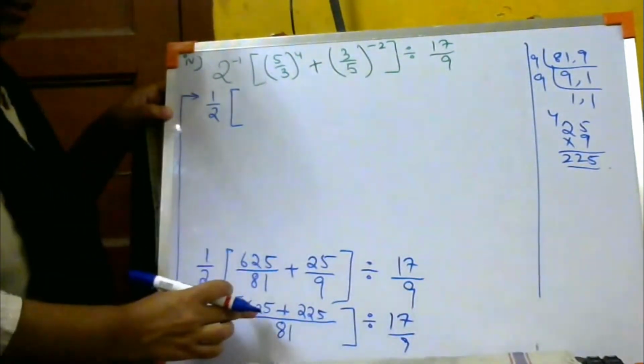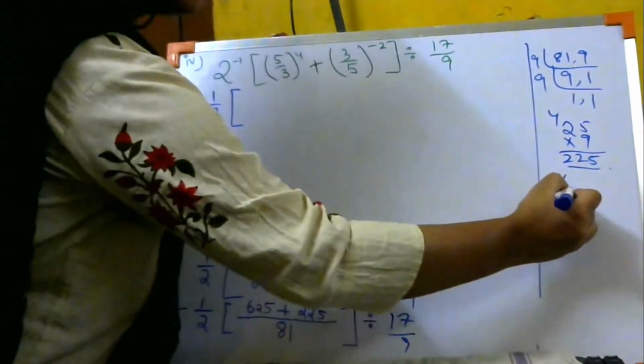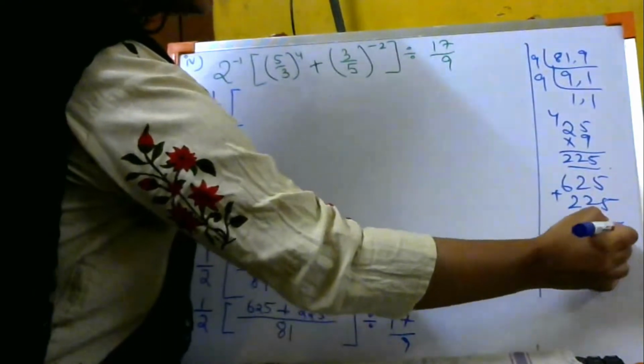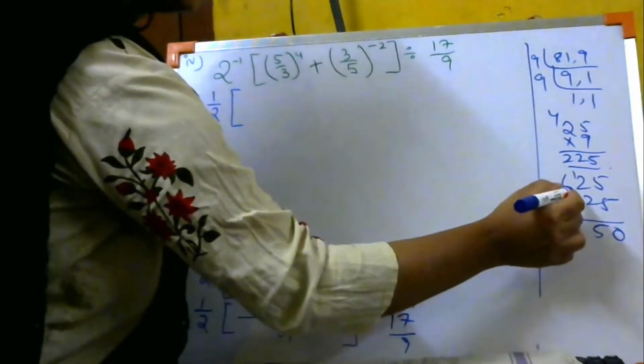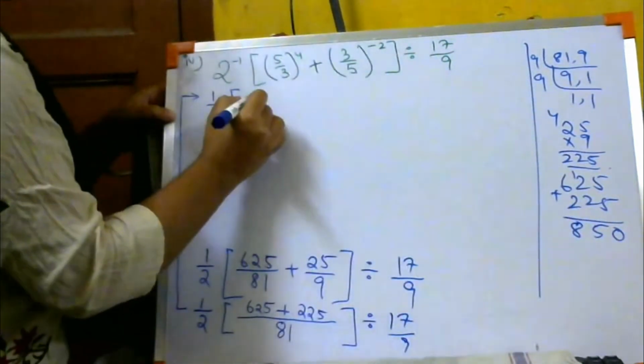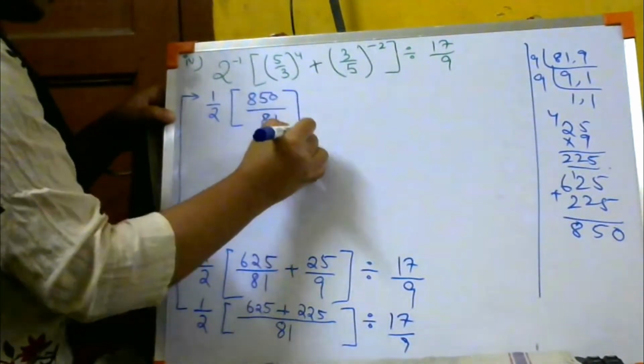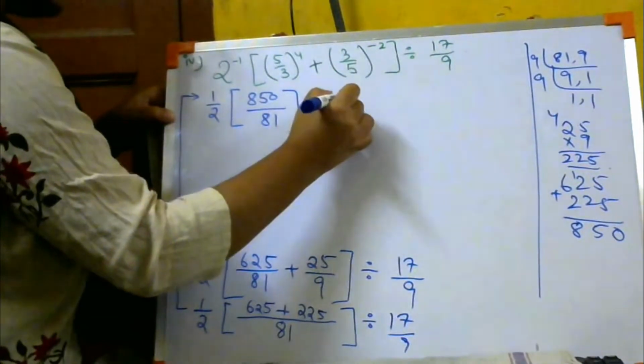Bracket के अंदर क्या है? 625 plus 225. Let us add 625 and 225. 5 plus 5 is 10. 1 at the up. 5 and this is 8. So it is coming to 850. So 850 by 81. Bracket के बाहर था divided by 17 by 9.